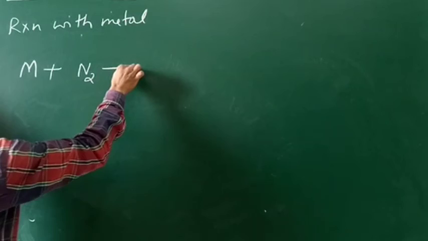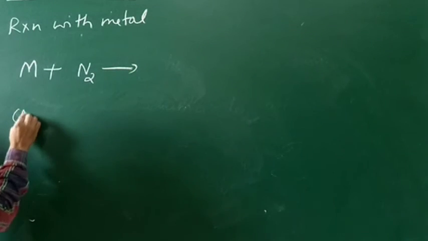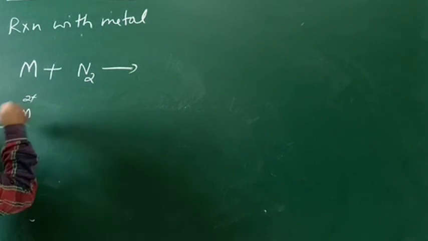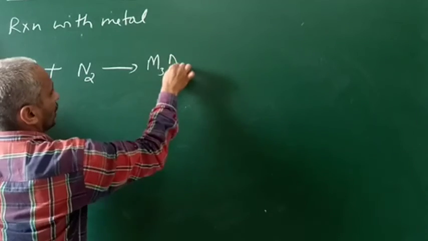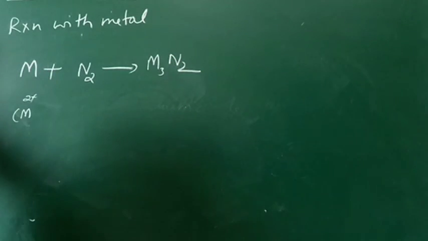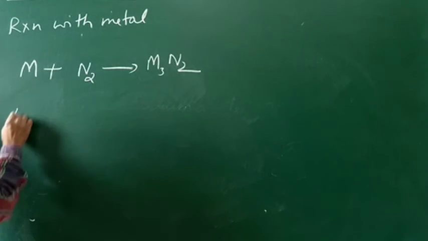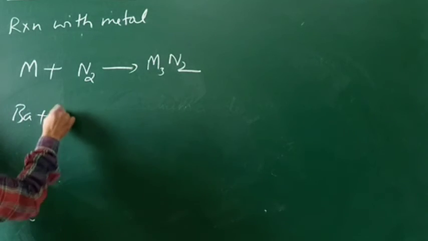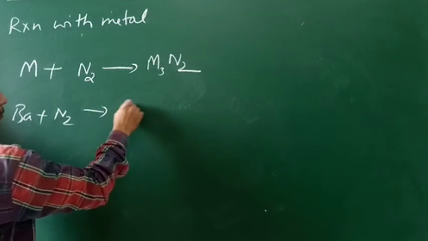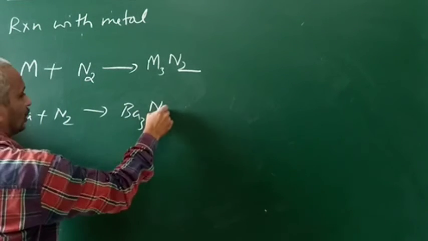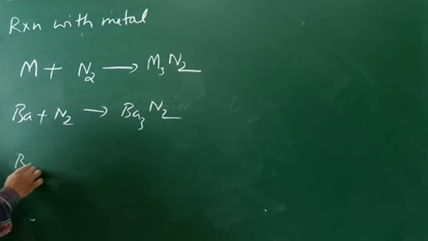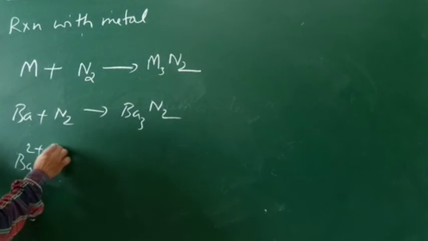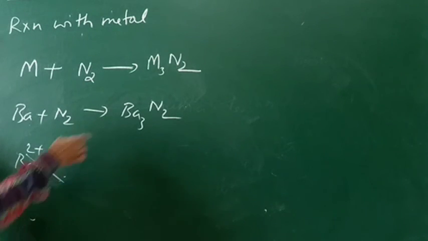Metal M with N2. If the metal is in the M2+ state, then I am going to get M3N2. Like barium with nitrogen, I am going to get Ba3N2, because barium is in the 2+ state and nitrogen is in the -3 state. So Ba3N2.